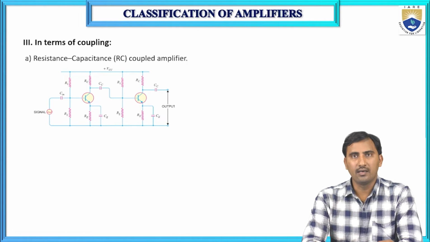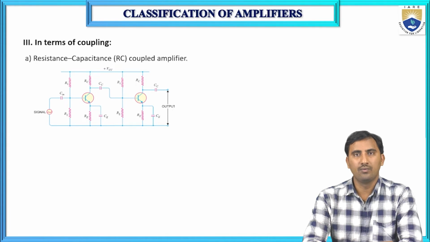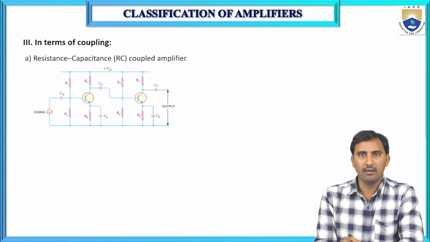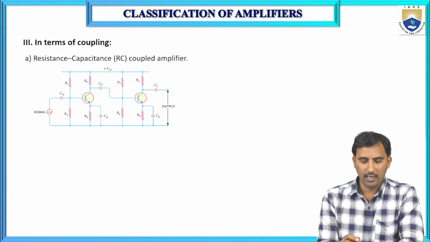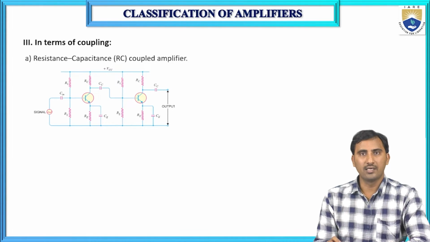And next is the classification of amplifiers based on the coupling. Based on the coupling, amplifiers are classified into three types: the RC coupled amplifier, the transformer coupled amplifier, and the direct coupled amplifier. The first one is the RC coupled amplifier. Here you can see the block diagram, and here the circuit diagram. This is a two-stage RC coupled amplifier.